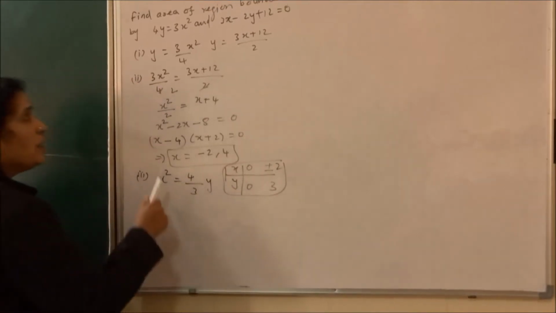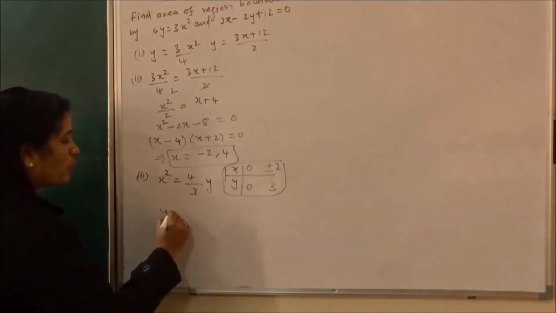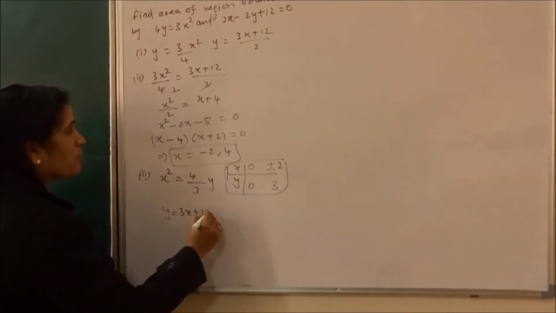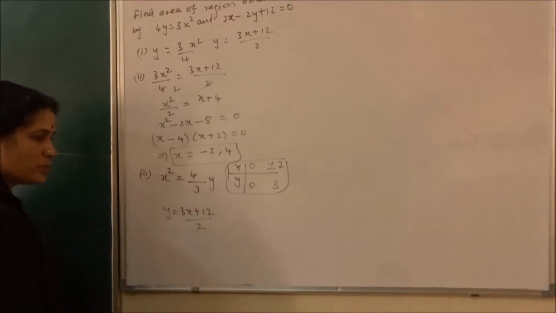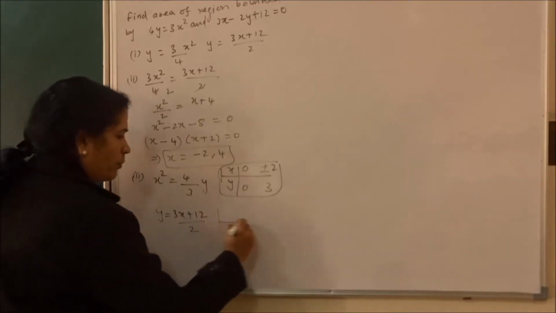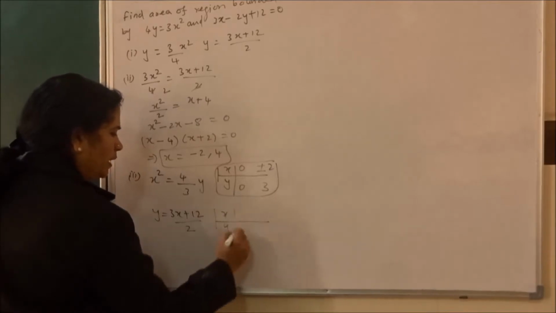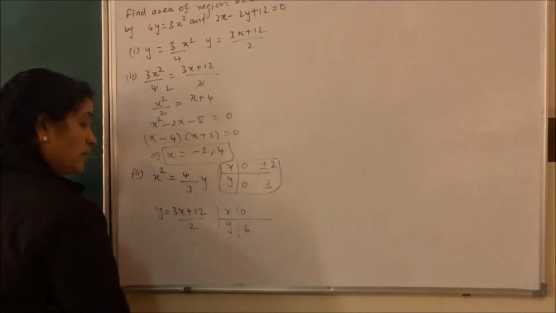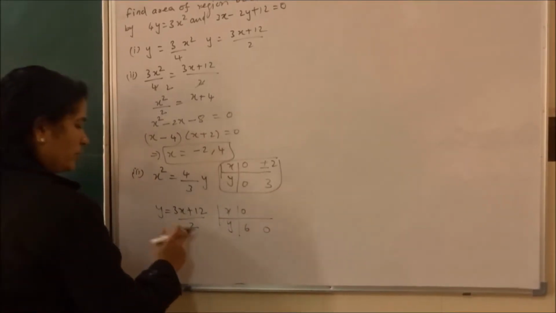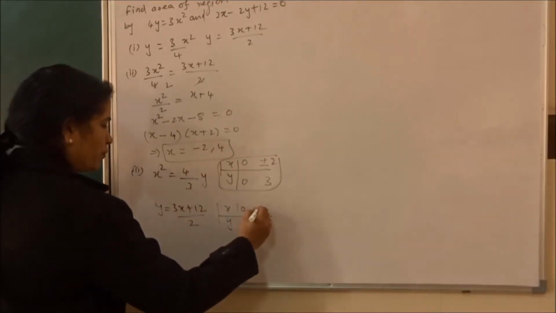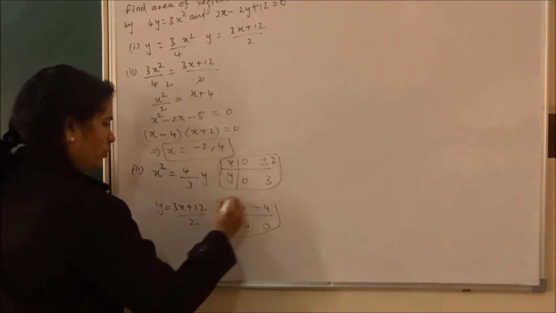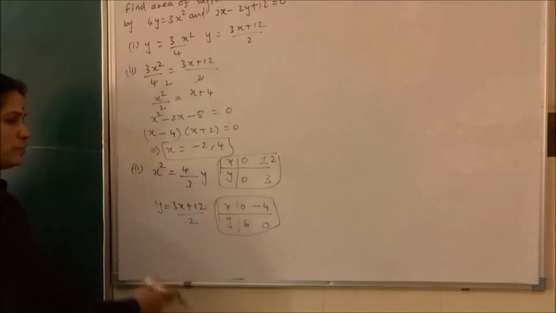Okay, fine, clear. Now another one is y equal to (3x plus 12) upon 2. Now I am making the format, that is x, y. If I give x as 0, y is 6. If I give y as 0, then x becomes minus 4. Clear to you what I am saying? X is 0, y becomes 6.